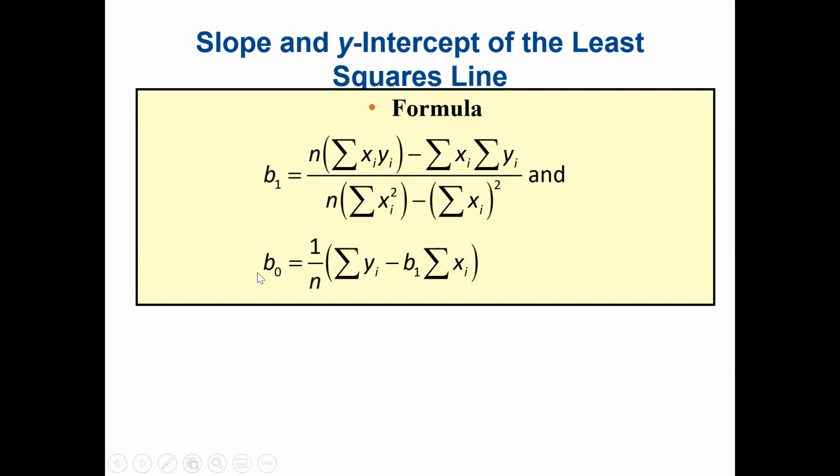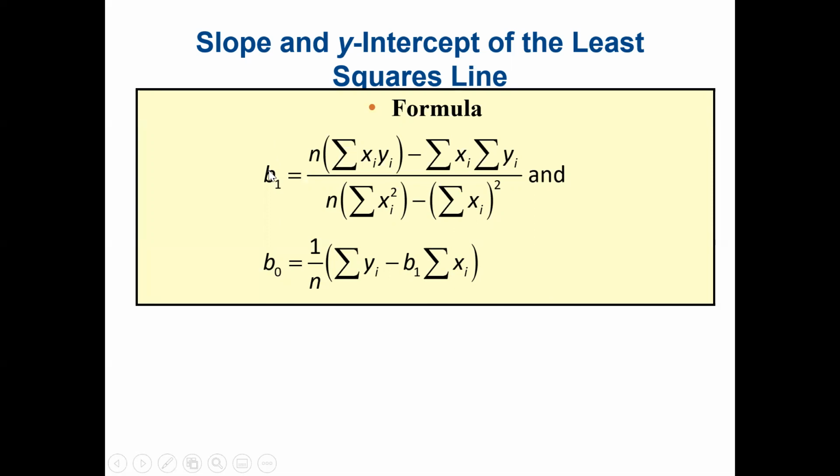Again, B1 is the slope. Now to find B0, which is our y-intercept, it is the sum of all the yi values minus B1 times the sum of the xi values. So this means add all the y values, then add all the x values, then multiply the sum of the x values by the slope and subtract it from the sum of the y values. Then we divide by the sample size, and that will give us the y-intercept.